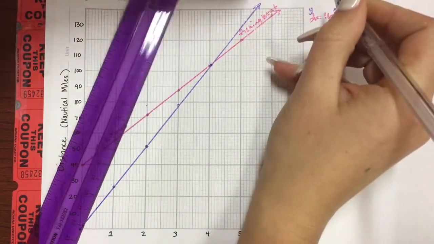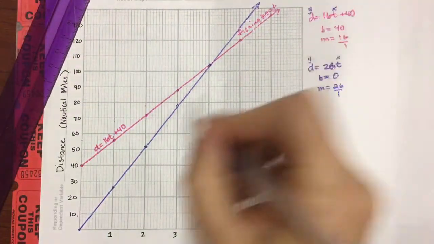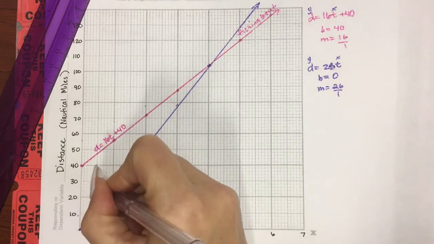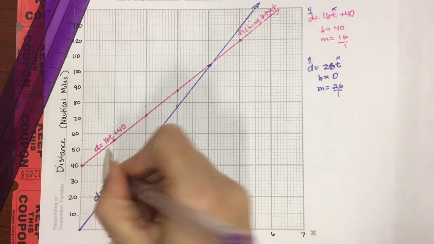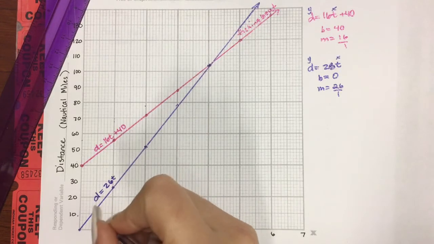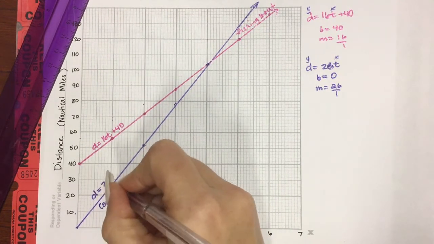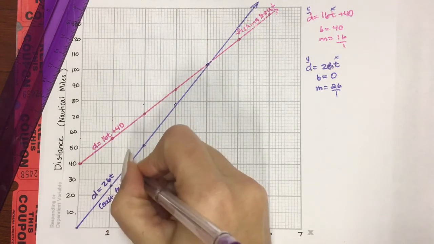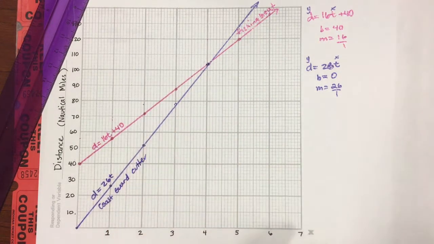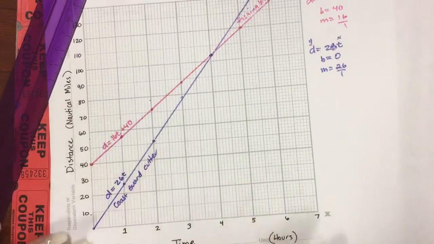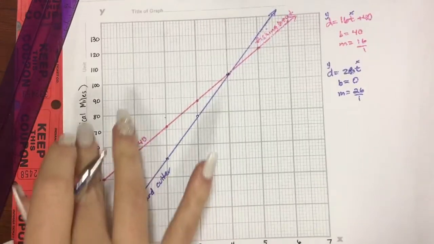Okay, so I'm going to label this line. D equals 26T, and this is the Coast Guard cutter. Gonna label our lines. And notice how we labeled the X and the Y axes and the units, hours and nautical miles.